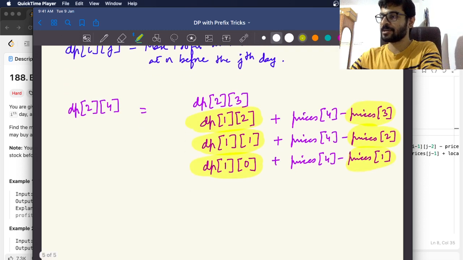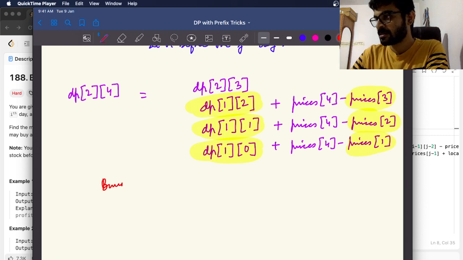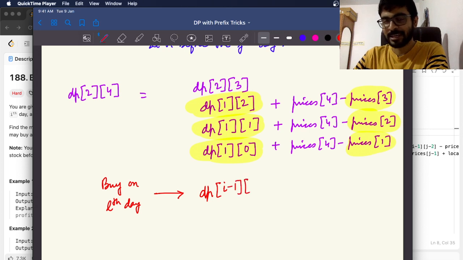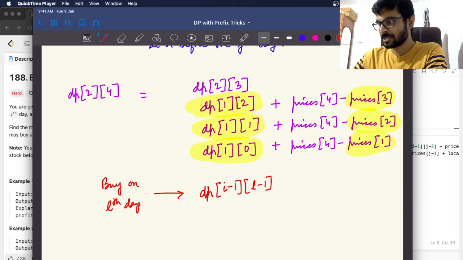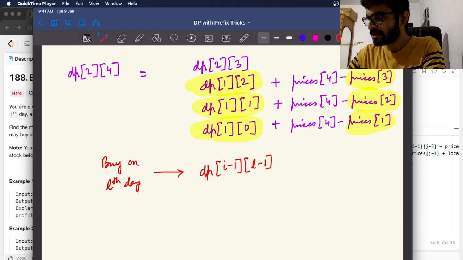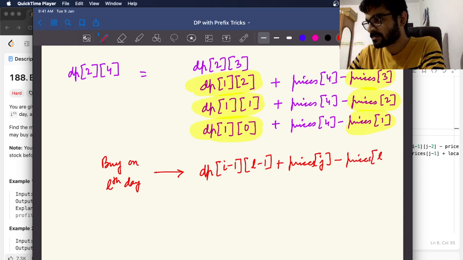So what do you see? The relation that you see over here is okay. If I decide to buy on the lth day and sell on the jth day, this basically gives me dp of I minus 1, the I minus 1th transaction, L minus, okay, you're buying on the lth day, so I'm interested in before the lth day. So this is the best up to the L minus 1th day, plus the price of the jth day, minus the price of the lth day.